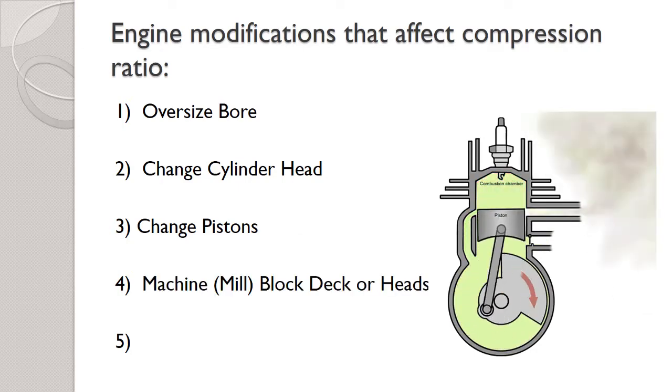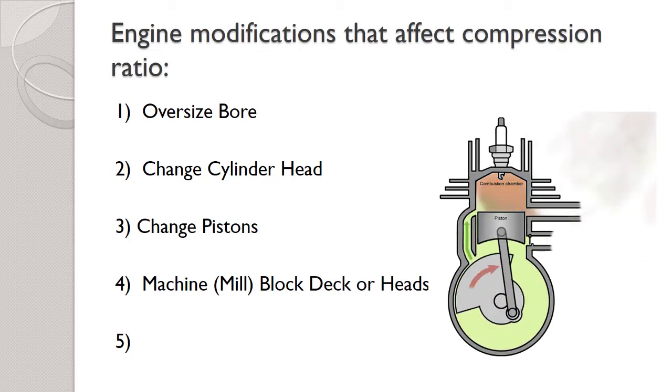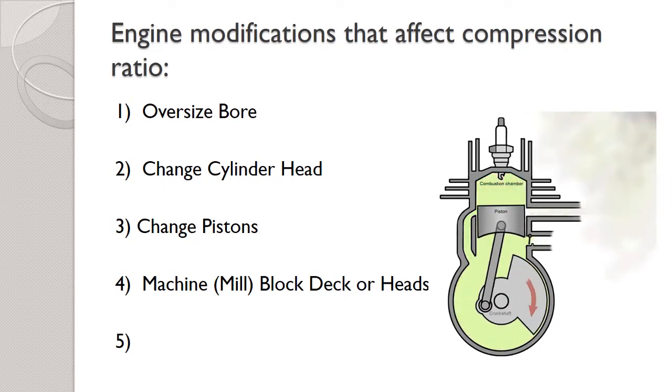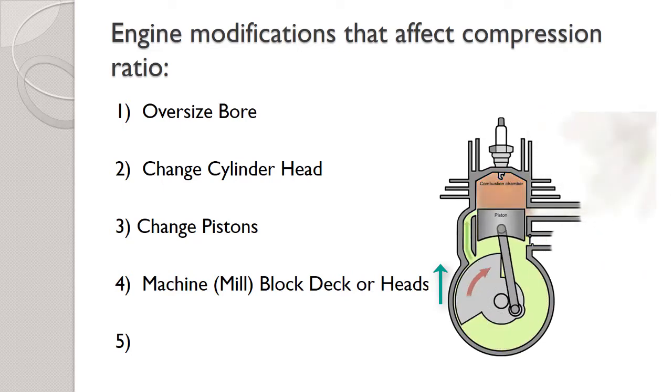A common problem that engines that have overheated have is that the block or the head will warp. And so if you machine the top of the block or machine the bottom face of the heads, that typically reduces the amount of volume for compressed air and fuel. That causes your compression ratio to go up.